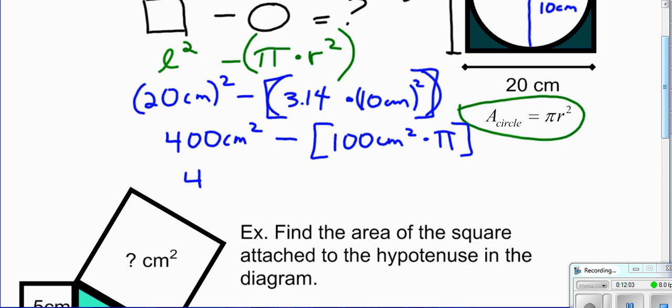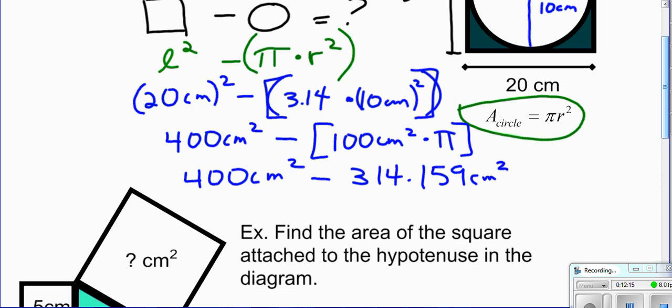And so we get 400 centimeters squared, take away 314.159 centimeters squared, right? Pi is irrational, and so that decimal is going to go on forever. And so when we find the difference of these two values, we get a leftover 85.84 and so on, centimeters squared. The question doesn't tell us any decimal places, so we're just going to take it to one decimal place for now.